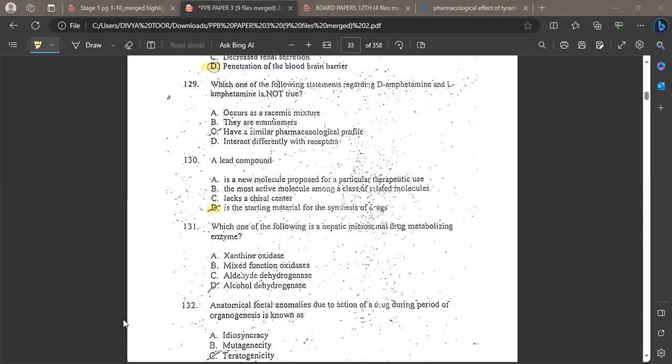What do you guys think for 129? C. So a lead compound is a new molecule proposed for a particular therapeutic use, most effective molecule among a class of related molecules, lacks a chiral center, and is the starting material for the synthesis of drugs. D. Definitely, Divya, definitely.